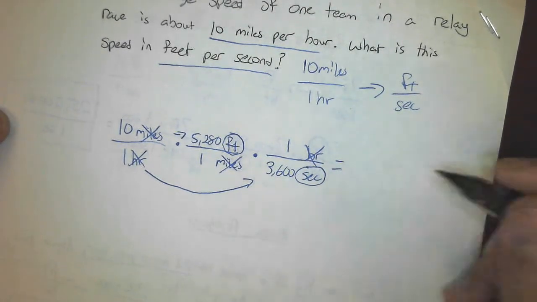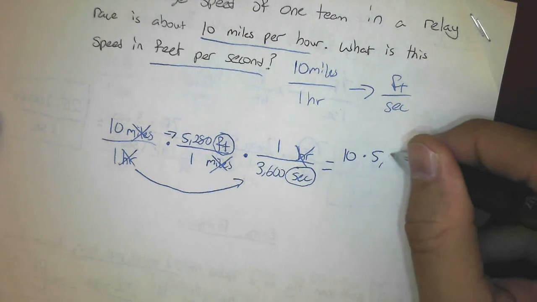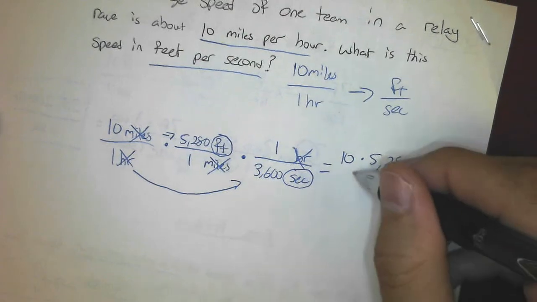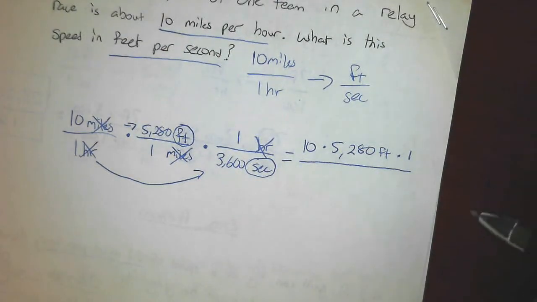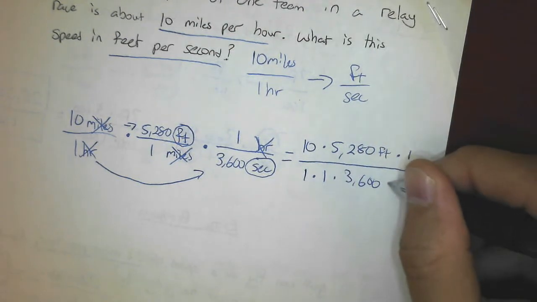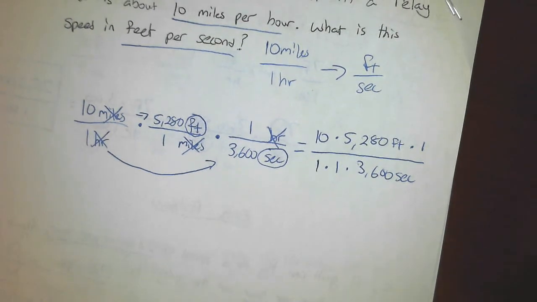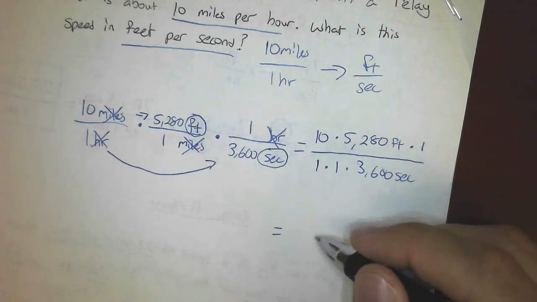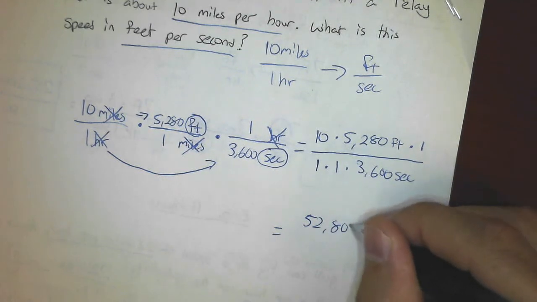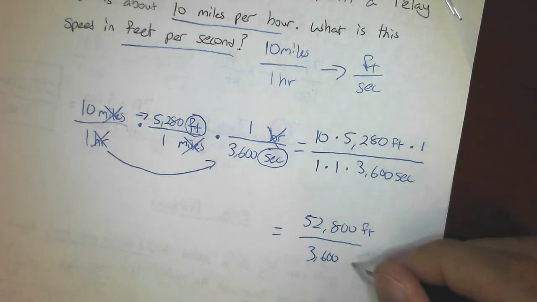So now I can multiply across. So we've got 10 times 5,280 feet times 1. That's my numerator. My denominator is 1 times 1 times 3,600 seconds. Now if I multiply that across, that gives me 52,800 feet per 3,600 seconds.